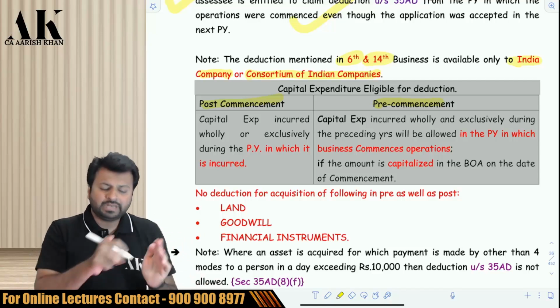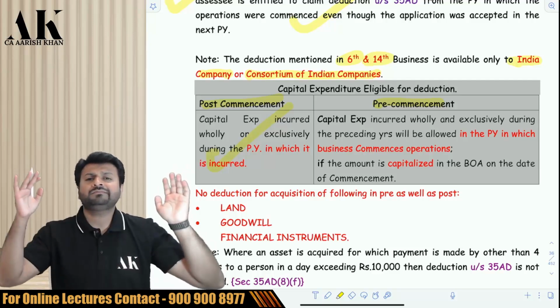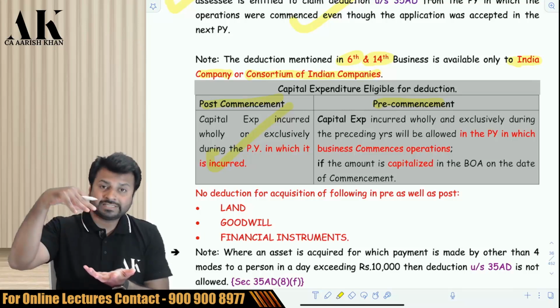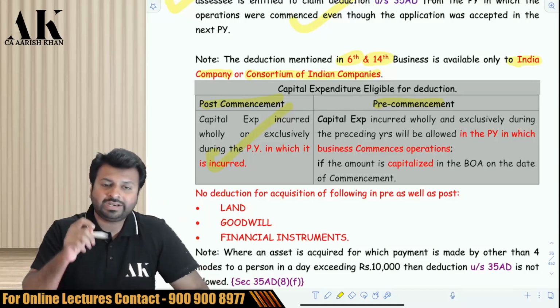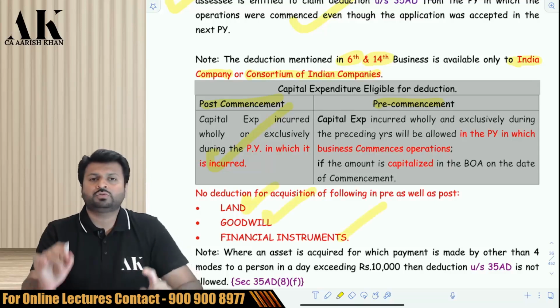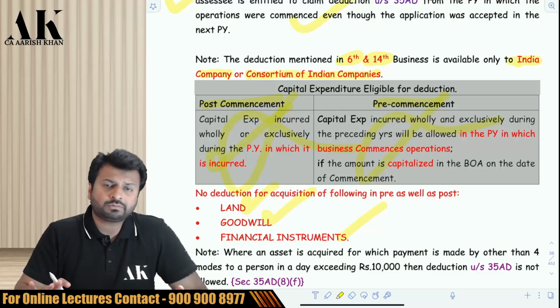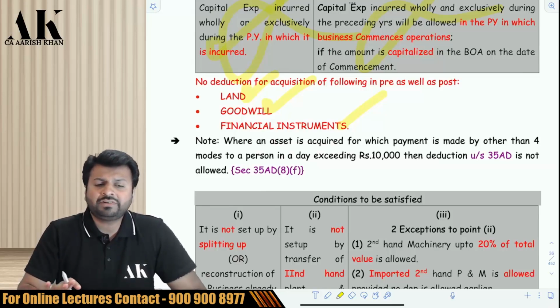What about post-commencement? Even in post-commencement, you will get the deduction. Your business is running on, and you are incurring some expenditure of capital nature for that particular business, which is a specified business. You will get the deduction. Don't worry about it. But you will not get deduction for 3 expenditures: one is land, one is goodwill, and one is financial instrument. Neither in pre nor in post. These 3 expenditures are not allowed under this section, and it's a very important part. There are a lot of questions which ICAI has asked about this particular point. So land is not allowed, goodwill is not allowed, financial instrument is not allowed.